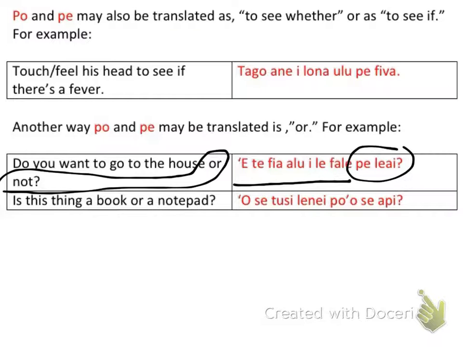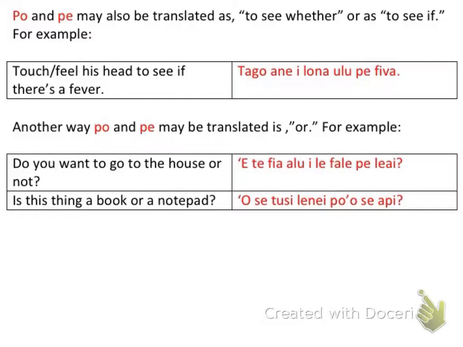So basically, remember, po and pe can also act as or, okay? So there are three different ways po and pe can work that you've learned up to this point. It can mark direct questions, it can indicate indirect questions, and then it can also take the place of or, okay? And then our final example of or in this case is, is this thing a book or a notepad? So you see, is this thing a book right here? O se tusi lea, and then or is po o se api, and that's or a notepad, okay? So hopefully that is making sense to you. If not, I encourage you to rewatch the material.